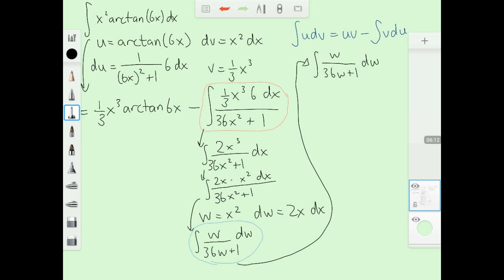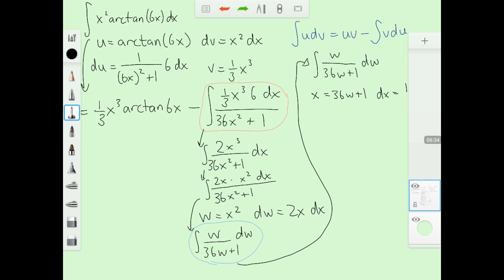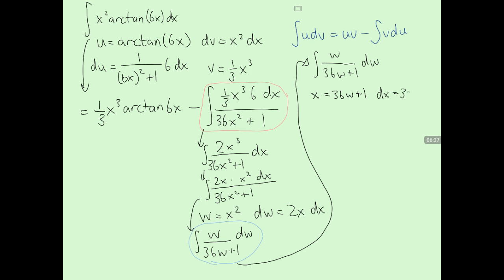dw. So if we let another variable, instead of w, let's call it x. So let's have x represent 36w plus 1. Then dx is just going to be the derivative of x with respect to w. So there's not going to be any 1 over. It's going to be 36 dw. So we have dx equals 36 dw.